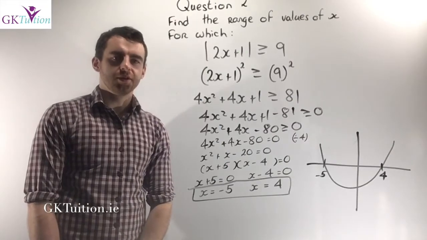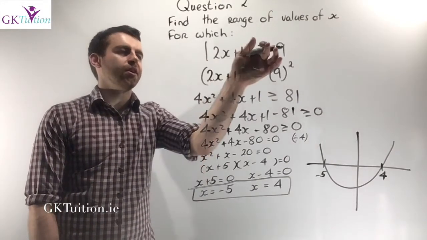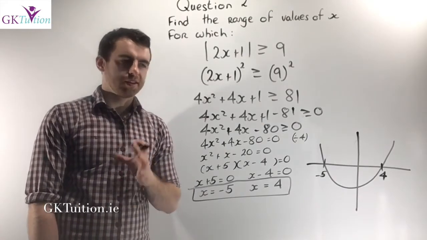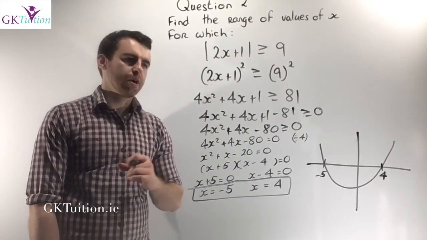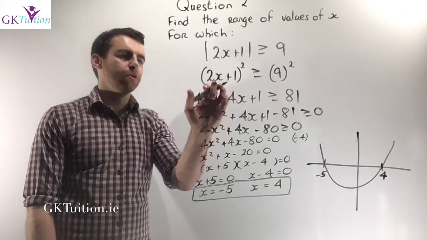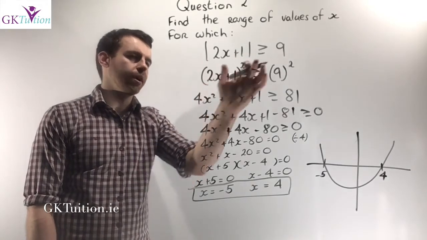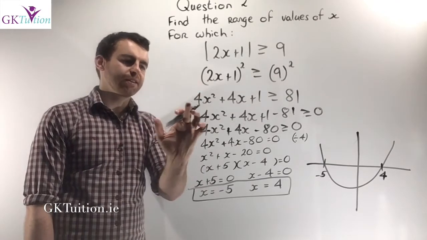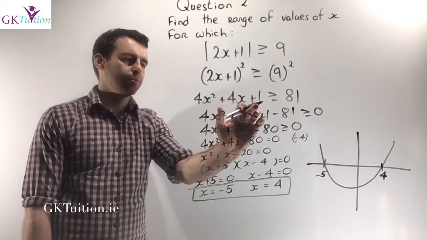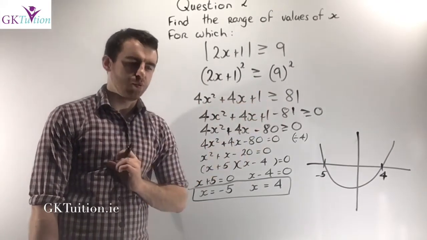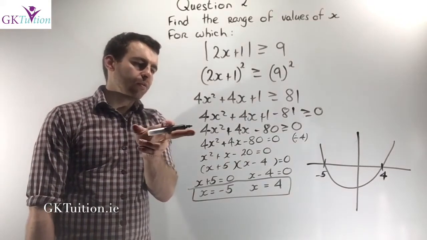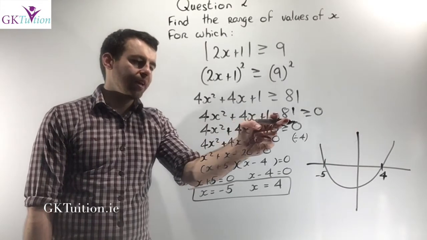In question 2, we have a modulus sign and an inequality. As far as I'm concerned, there you should square both sides. It's by far the easiest thing to do. If you square 2x plus 1, you get 2x plus 1 squared. The right hand side just becomes 9 squared. If you multiply out your brackets, you get 4x squared plus 4x plus 1 is greater than or equal to 81. When I manipulated this around, I ended up with 4x squared plus 4x minus 80 is greater than or equal to 0.